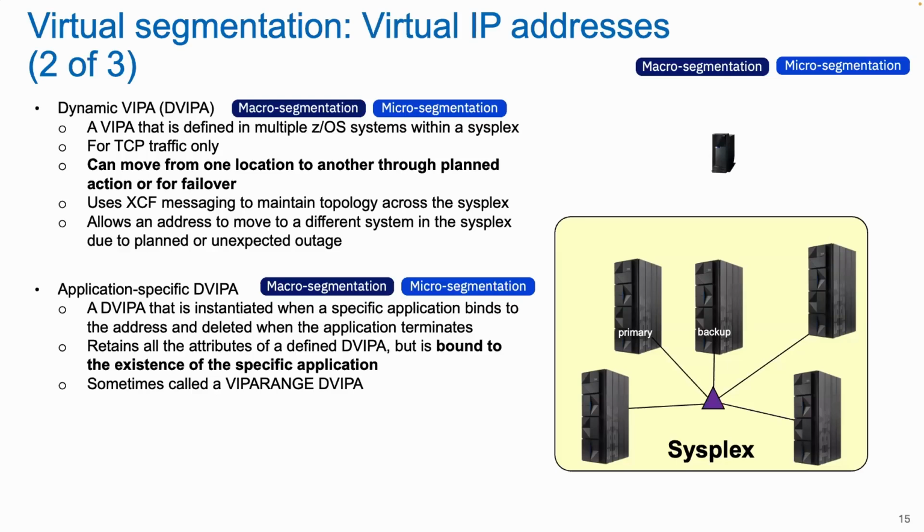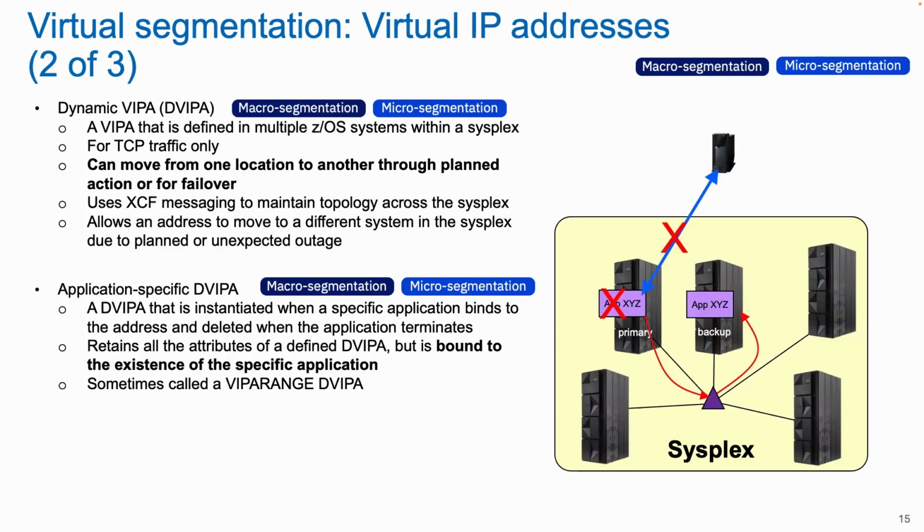With dynamic VIPAs, essentially what happens in a sysplex environment is you can basically say this stack is the primary owner of this dynamic VIPA, but I am able to fail over to another system if I were to lose this system. So dynamically, when the TCP/IP stack that owns that dynamic VIPA goes down, it will automatically get moved over to another system. So you provide high availability in terms of being able to access that application.